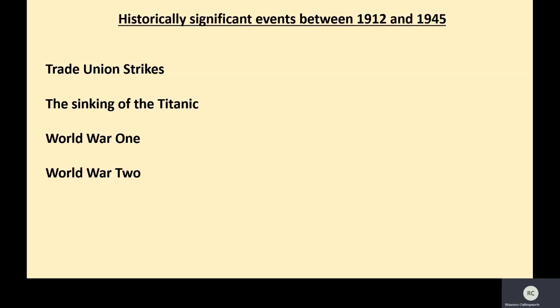So again, it's no accident that Priestley has chosen the reference to the Titanic. Not only was it a massive tragedy, it was a tragedy that affected the working class more than the wealthy.